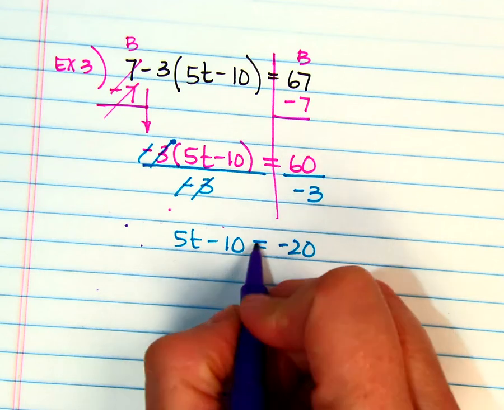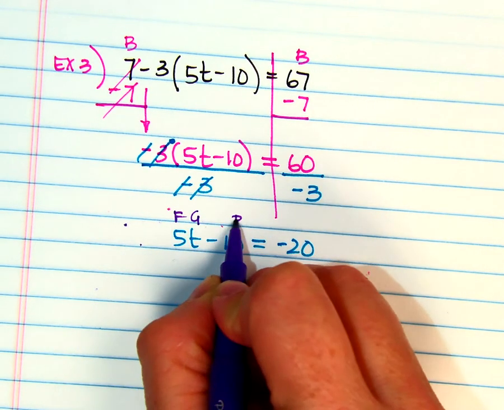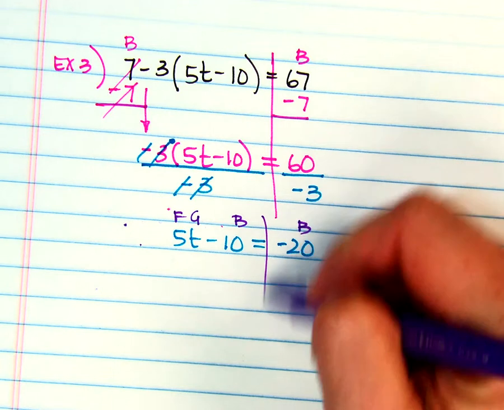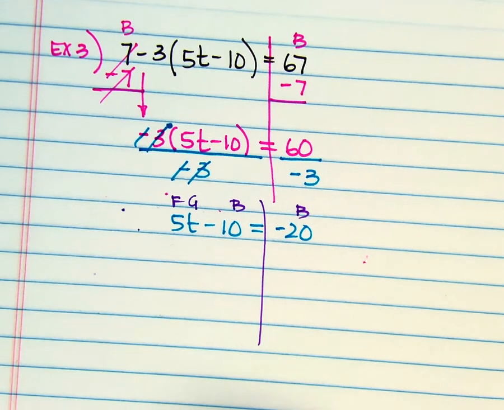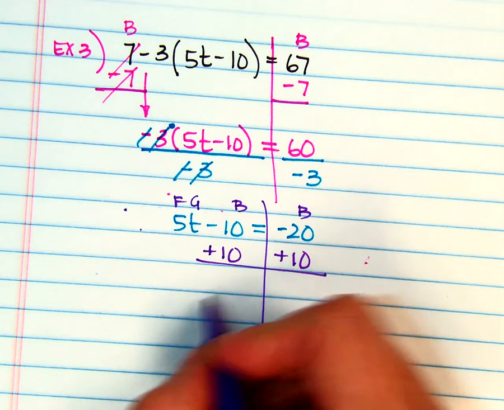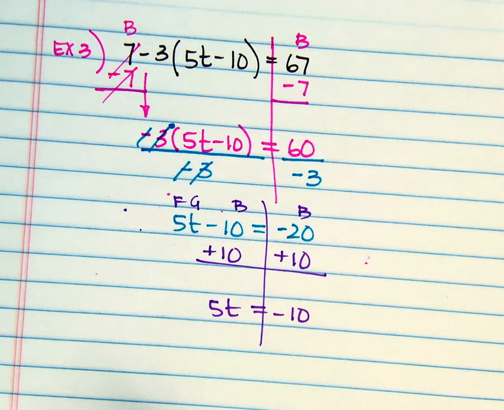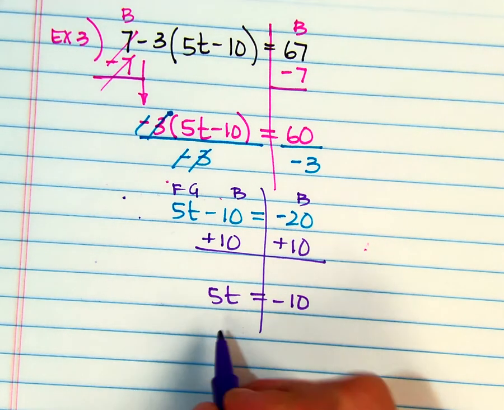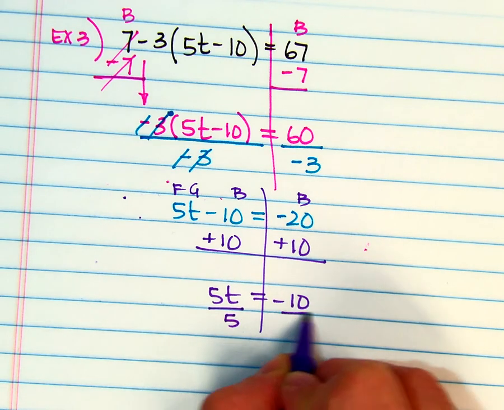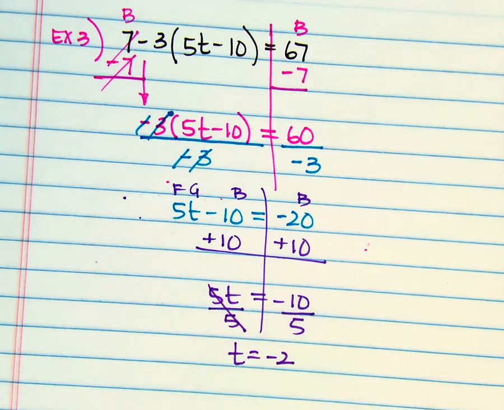Let's see. I have a good guy, friend, bad guy, and a bad guy. I'm going to get rid of my bad guys first. I have 5t equals negative 10. 5 is multiplying times a t, so I need to divide. And t equals negative 2. And I believe that's what I got for my example 1 when I did it before. And I did.